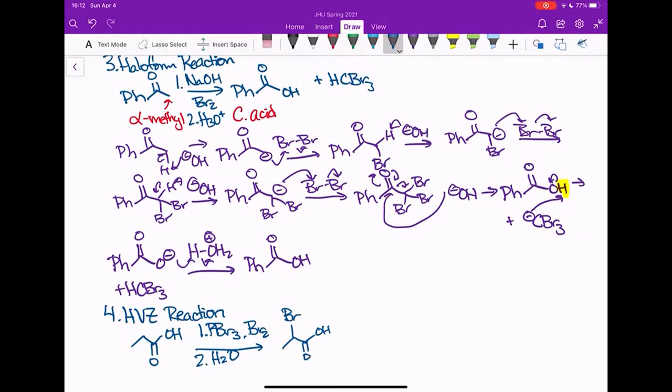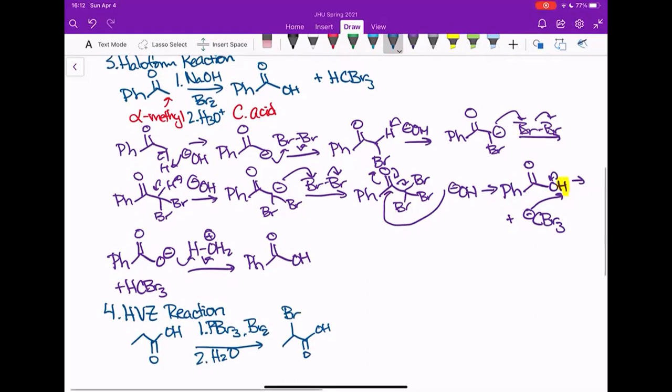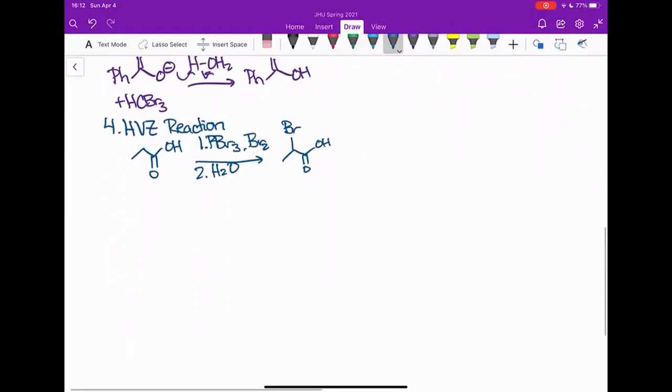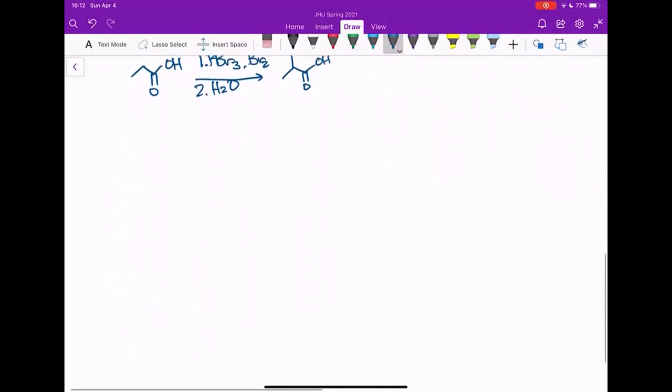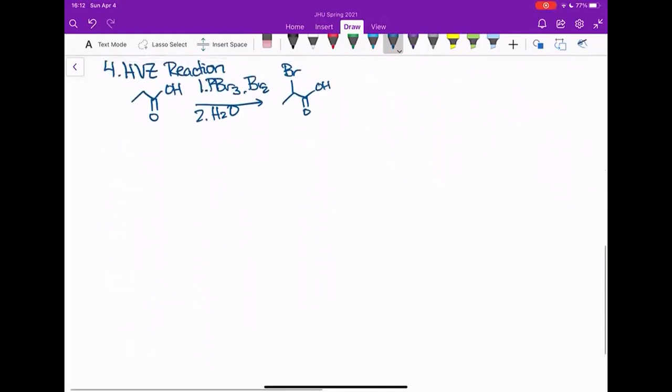Okay. I am going to scroll now. All right. So yeah, just as a key point for the HVZ reaction, you're going to be able to alpha brominate your carboxylic acid without losing the carboxylic hydrogen.